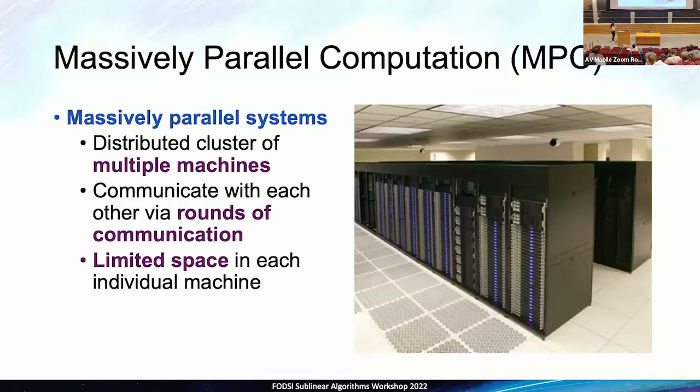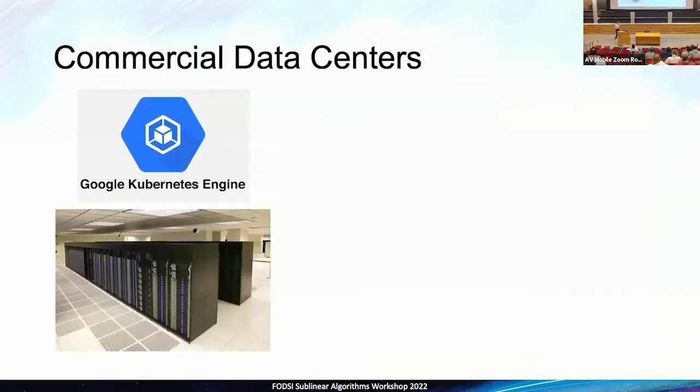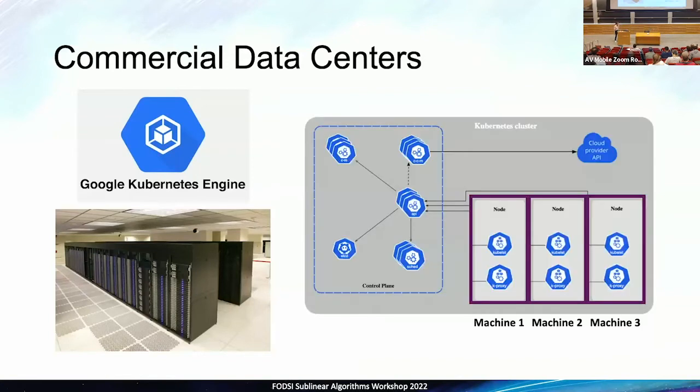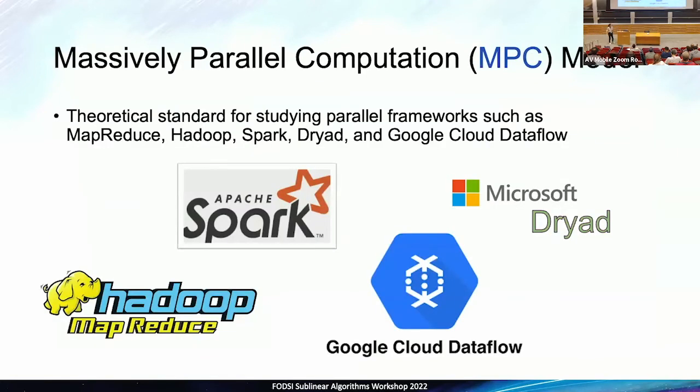Generally, you assume that for graph problems, the space per machine is smaller than the number of edges in the graph. But even better, you want to be able to handle inputs where the space per machine is smaller than the number of nodes in the graph. So Google Kubernetes Engine is an example of an architecture that falls under this model. Google Kubernetes is a front end that helps you manage multiple machines within a cluster. And of course, there are various other frameworks that fall under this MPC model, some of which are shown here.